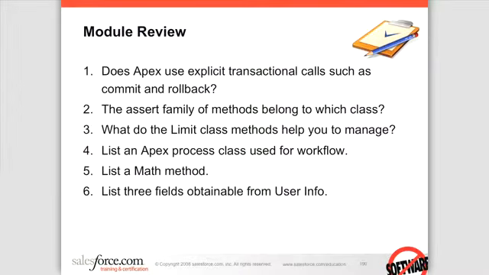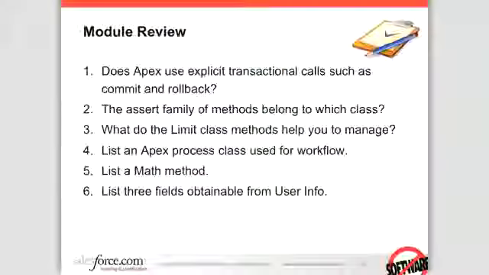All right. Todd, can you tell me one of our math methods? Math.min. Math.min, so return the lower of two variables that are passed to that. List 3 fields, you get the hard one here. List 3 fields obtainable from UserInfo. So, Zhang. Name. Yeah. Username. The username. ID. User ID. Session ID. Yep. Locale. Locale. Very good. That's 4.